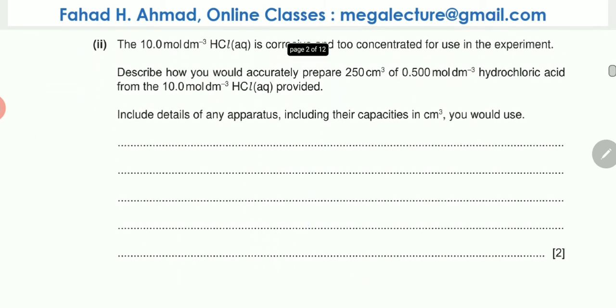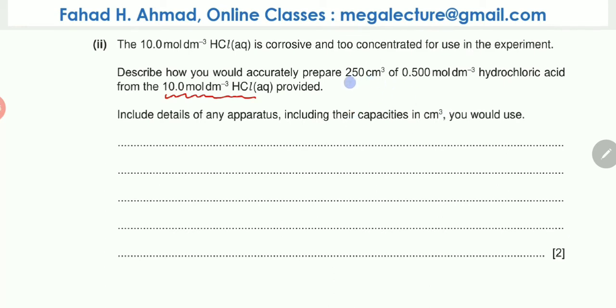Let's move to part 2 of the question, which says that 10 mol per dm cube HCl is corrosive and too concentrated for use in the experiment. Describe how you would accurately prepare 250 cm cube of 0.5 mol per dm cube hydrochloric acid from the 10 mol per dm cube HCl provided. Now this is an extremely concentrated solution, and your aim is basically to dilute it. Include details of any apparatus, including the capacities in cm cube you would use. This is a 2 mark question. Again, not a lot of detail is needed, although you can go into a lot of detail with this question. But because it's only 2 marks, don't go into too much detail. You don't even have that many lines.